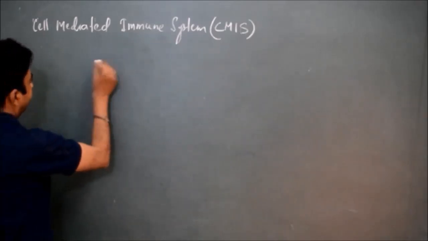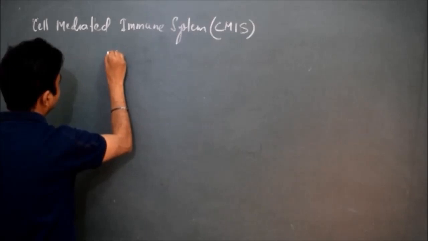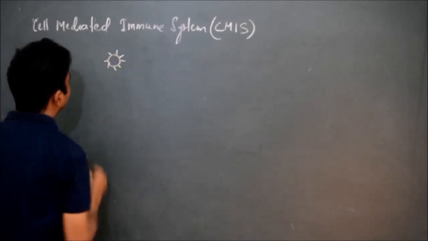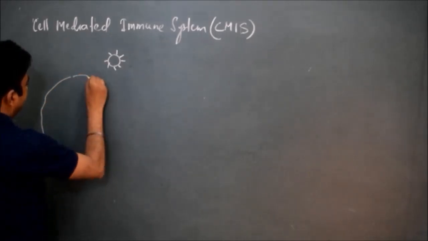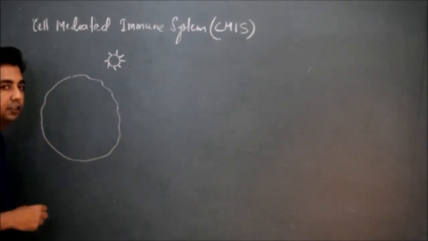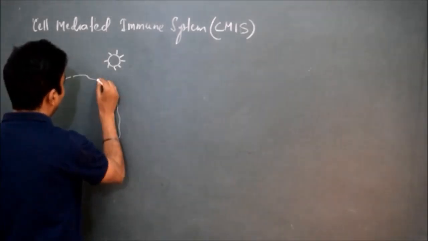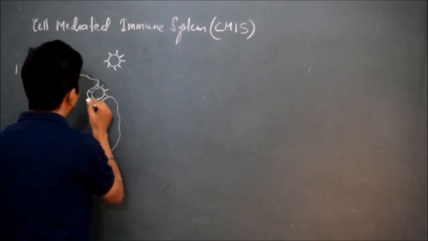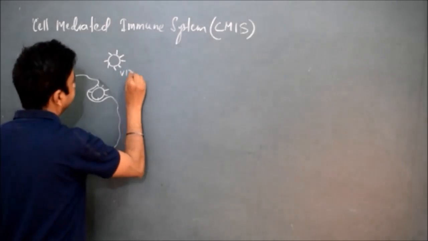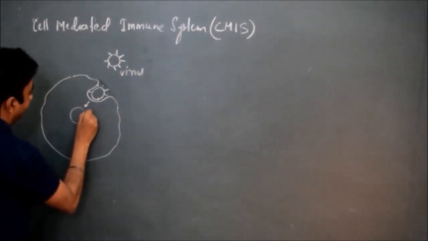So here we are taking an example of a virus. Say this is a virus. It encounters a macrophage. Now the same thing will happen. The macrophage will phagocytize the virus. Then a phagosome will form.